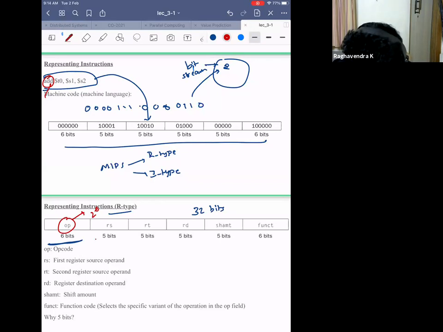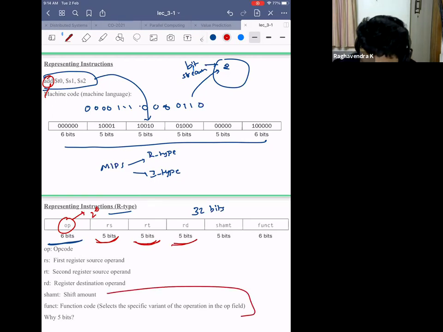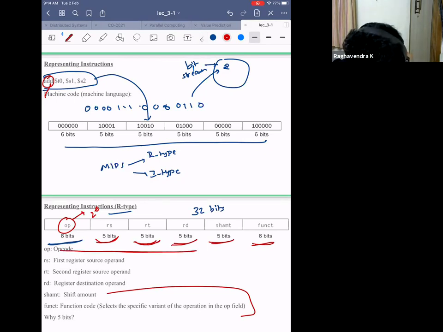Next, there are 5 bits for the source register, 5 bits for another source register, and 5 bits for the destination register. This is called shift amount and the function; that will come very late in the class. We will not worry about it for now. So we are just concentrating on this set.